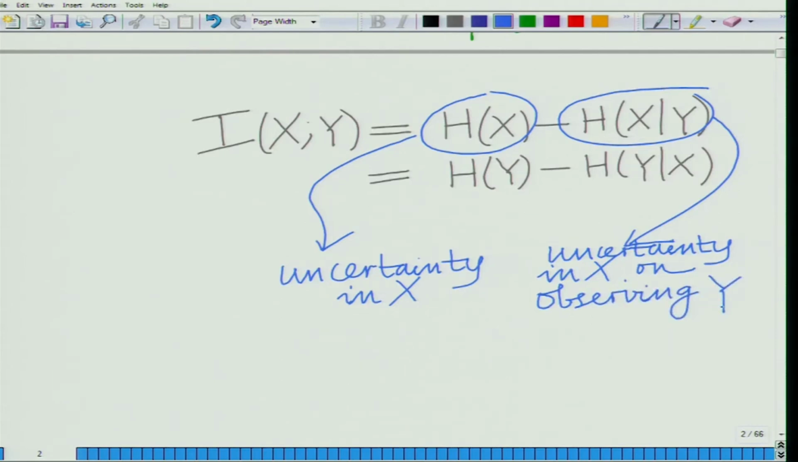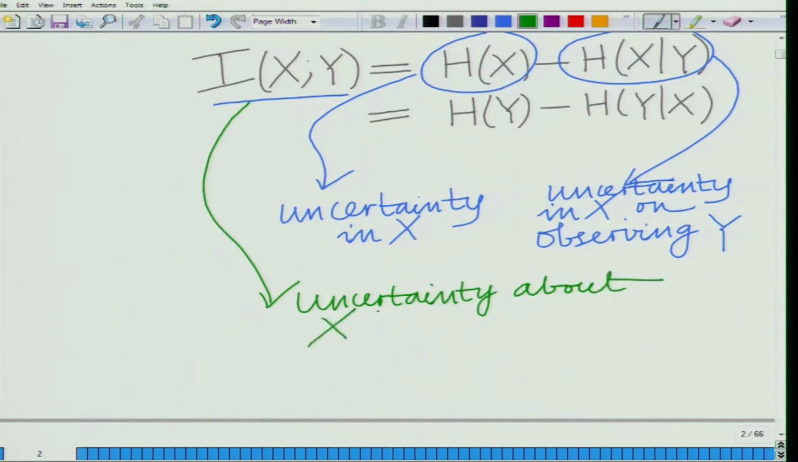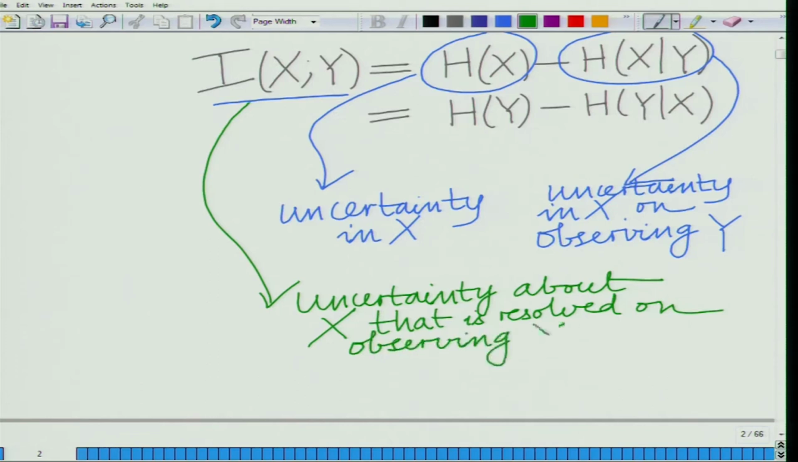Which means if you look at this I(X;Y), which is H(X) minus H(X given Y), this is uncertainty in X minus uncertainty remaining in X. So this is basically the uncertainty about X that is resolved on observing Y. And we said that for a good channel this should be high. For a good channel, this quantity should be high.